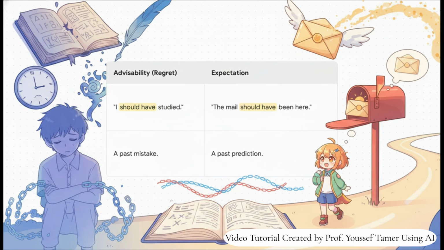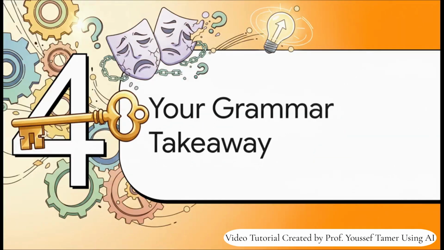You're not regretting anything there. That's about an expectation, a past prediction. You're not admitting you did something wrong. You're just saying you thought something would happen. It really all comes down to the context. So after all that, what's the big takeaway? From the simple obligations to that tricky double meaning of should have, let's just boil it all down to a simple toolkit you can use anytime.